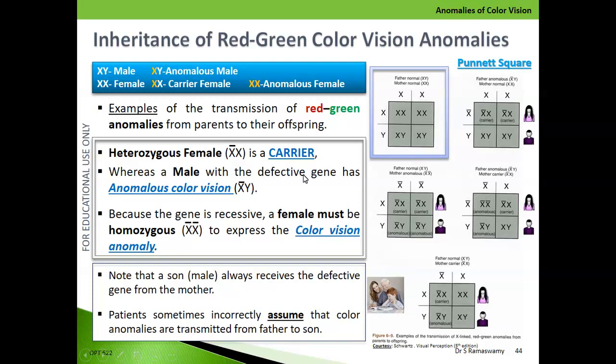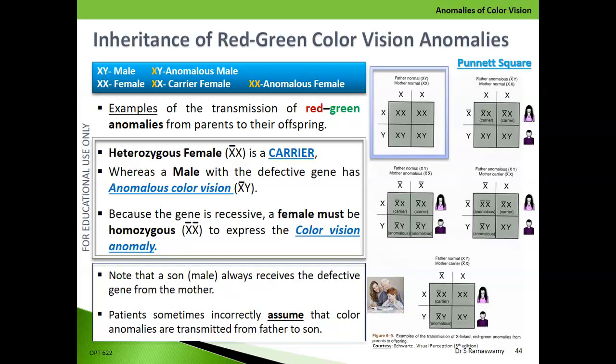So essentially you can have about 5 different scenarios, the sixth one being the normal situation, in which color vision defect could be inherited. So I'll go one by one so that you can understand that.